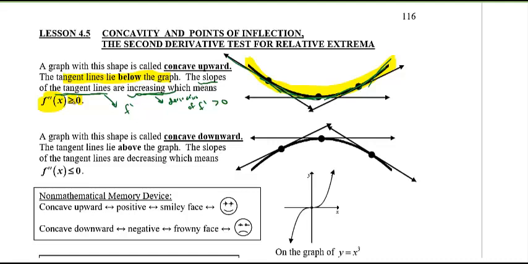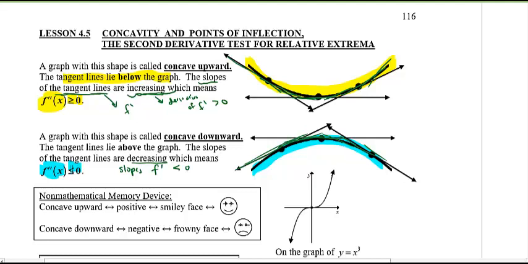Now, the next shape is concaving down, and notice the tangent lines are always above the graph, and they go from positive to less positive to less positive to 0 to a bit negative, more negative, more negative. So in this case, the slopes of the tangent lines are decreasing. So once again, the slopes of the tangent lines, which is the derivative, decreasing, that must be less than 0. The derivative of the derivative, or f double prime, then must be less than 0. Once again, I have an equal sign here, but I'll talk about that in just a few moments.